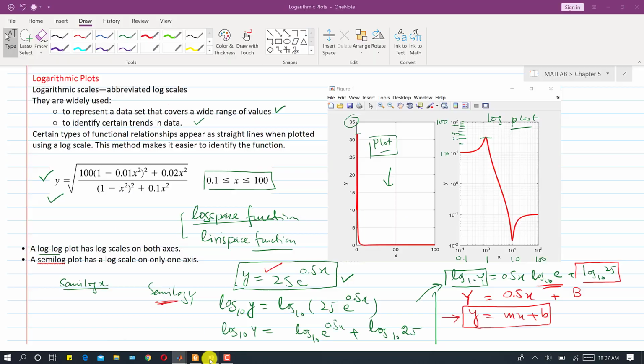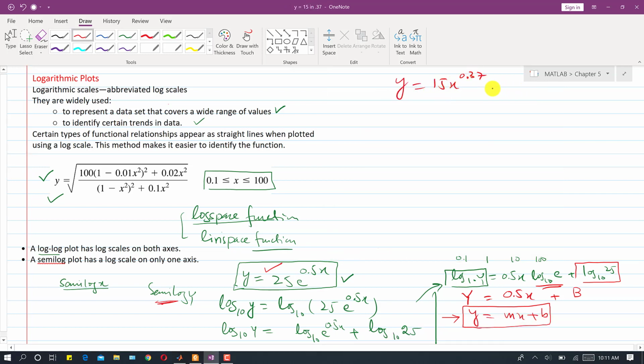So here I have written that the logarithmic scales are widely used to identify certain trends in data. Whenever we have some experimental data and we plot that data on a semi-log y plot, and if that comes out to be a straight line, this means that the data is distributed exponentially and the data represents an exponential function. This is the second property of logarithmic plots, that we can use logarithmic scales to identify certain trends in the data.